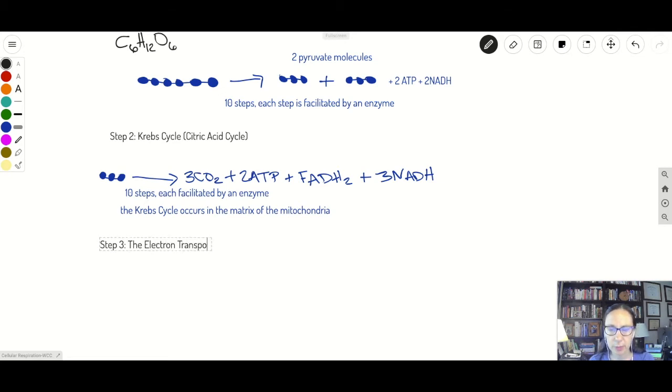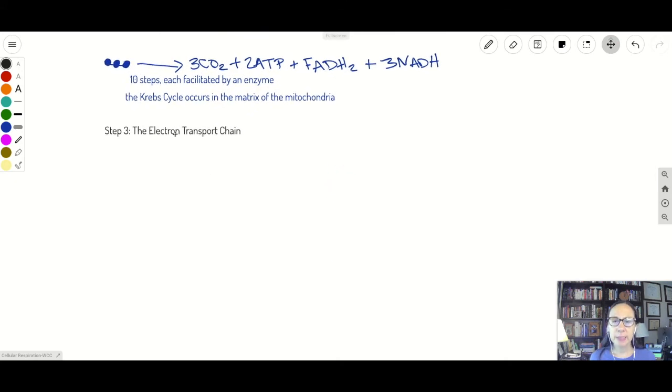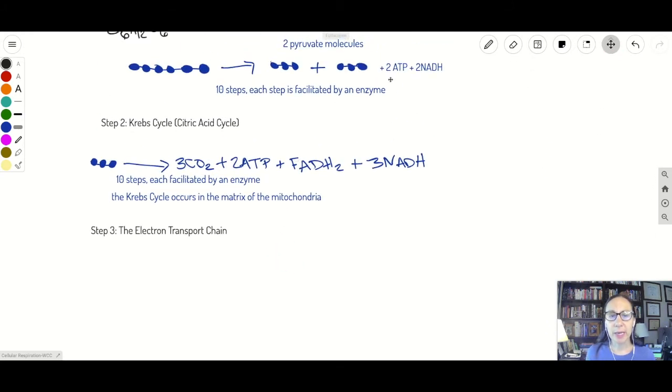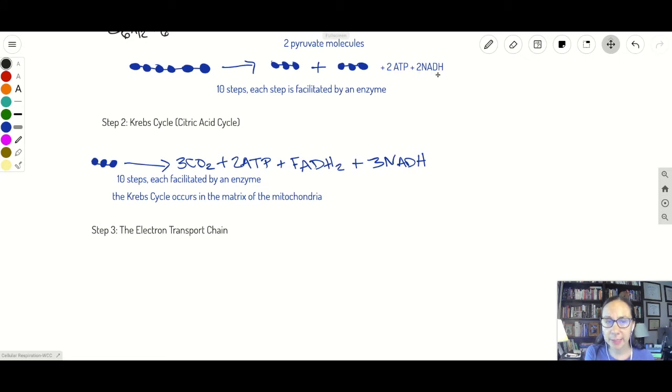Electron transport chain. Okay, and so I'm going to draw a picture here. In the electron transport chain, this is what is going to go in. We lost all the carbons because the glucose got broken into pyruvate. Those got transformed into carbon dioxide, and now they're back in the air. So far in the 2 steps that we've gone through, we have generated these energy molecules. We have 2 ATPs plus 2 NADHs in step 1.